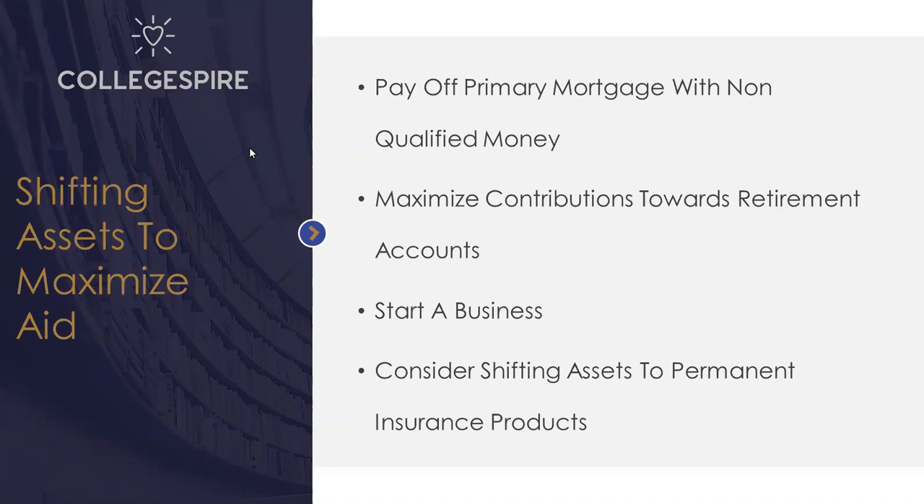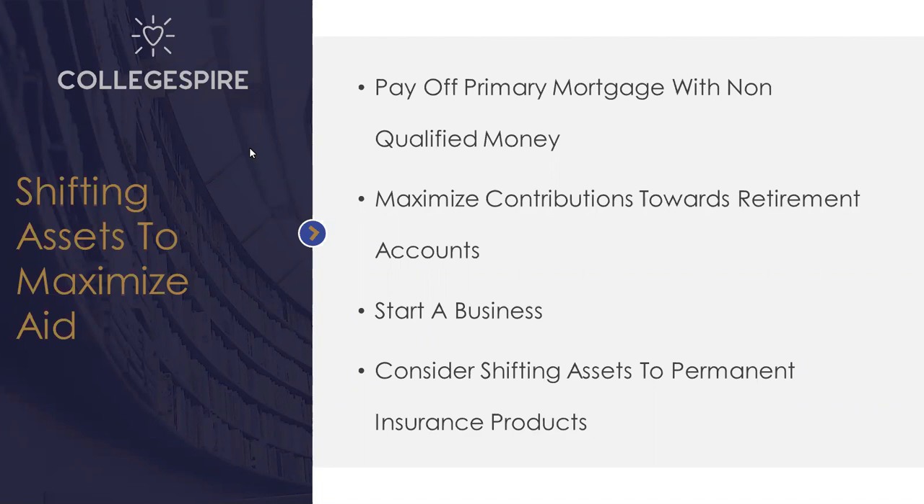So with that in mind, if you have money in checking, savings, stocks, bonds, mutual funds that are increasing your expected family contribution or baseline cost for college, the first bullet point that we recommend is, pay off your primary mortgage with the non-qualified money. The beauty of that is that it will now increase your need-based eligibility by decreasing the value of the non-qualified account value.